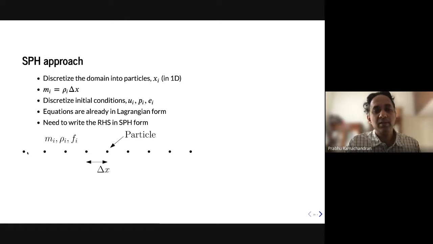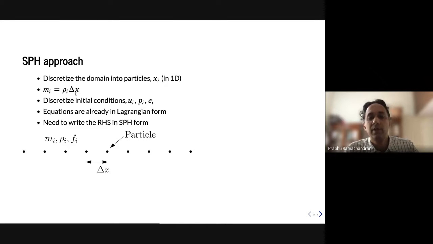So in this case, this picture indicates you have a bunch of these particles as these black dots here. Each of them has some property m_i, rho_i, and f_i. Okay, and you can discretize the initial conditions u_i. So u in this case would be the x component of the velocity. So u_i, p_i, and e_i. Okay, in addition to the mass and the density, of course.